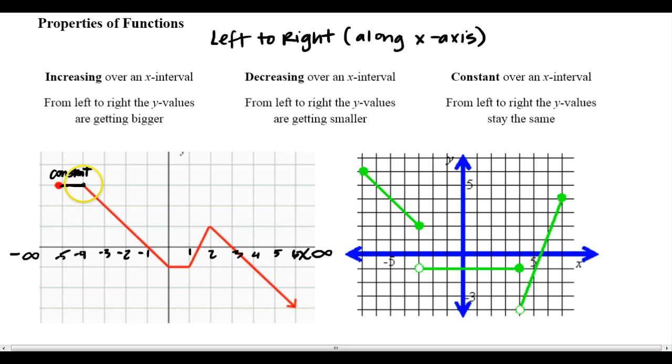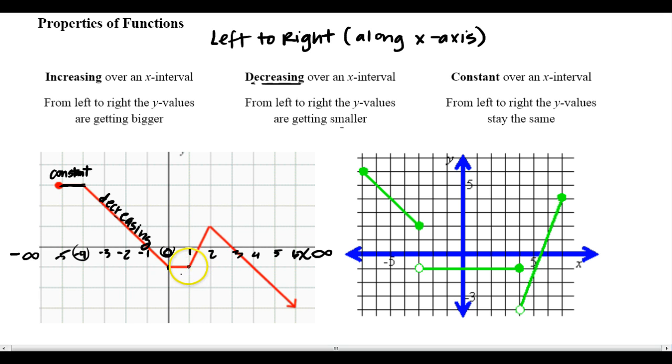But starting at -4, and as I move along, and I move along, and I move along, all the way up to this x value of 0, so again, I read from left to right, so from -4 all the way to 0, what's happening to these y values? Well, they're getting smaller. So that would mean that this function is considered to be decreasing. So along this portion of the graph, I'm decreasing all the way up to here at 0.